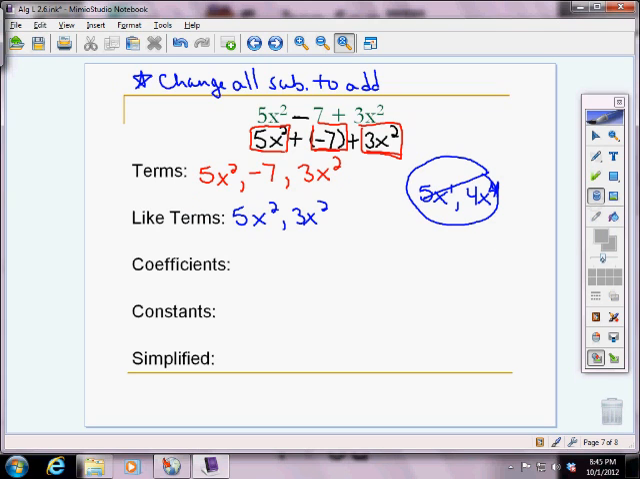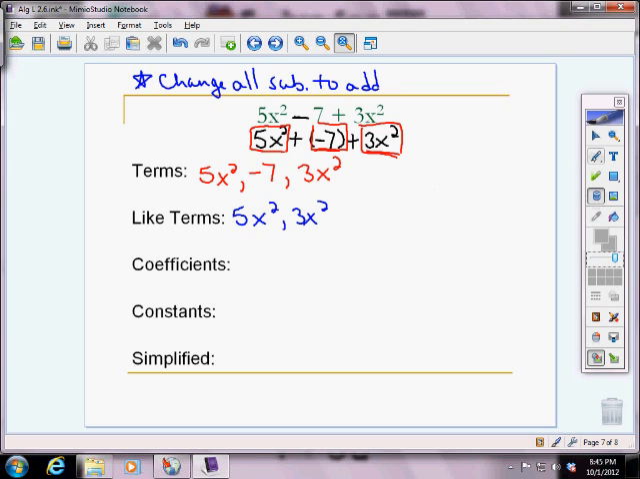The same is true for numbers without variables. Notice we have a negative 7 here. If we were also to have a 2, they would be considered like terms. Their variable is identical because they don't have a variable. Okay? So understand that sometimes we can have 3 like terms, we can have no like terms, we can have a couple sets of like terms.